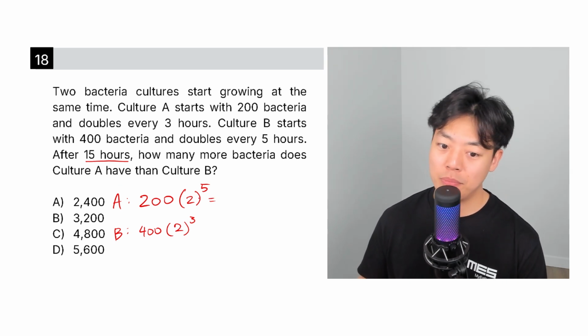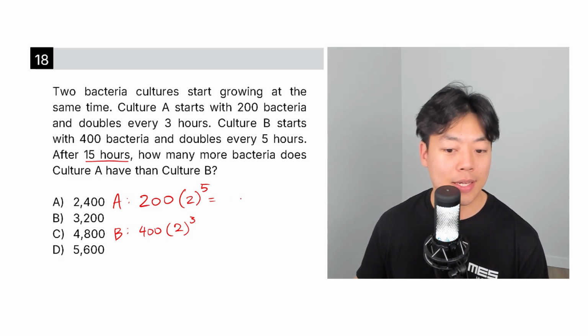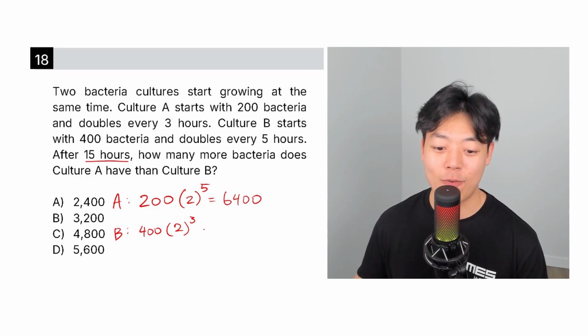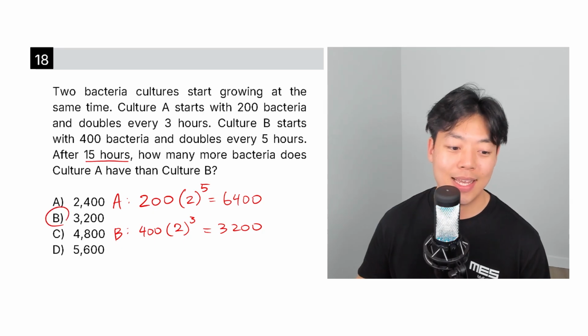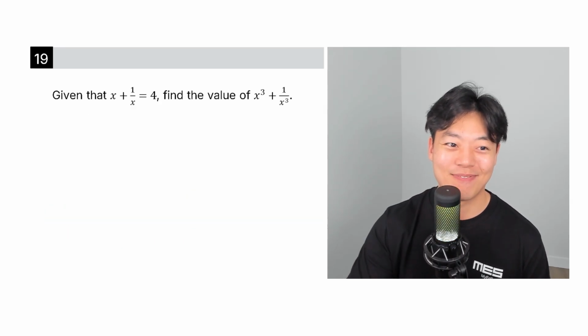Well, 2 to the 5th is pretty simple. That'll be 4 times 4 times 2, which is 32. Times that 200 gives us 6,400. We have 2 cubed, that's 8 times 400 is 3,200. Subtract these, and you get 3,200.